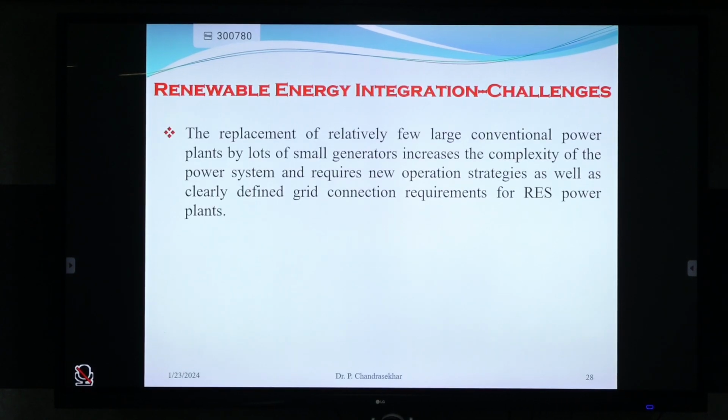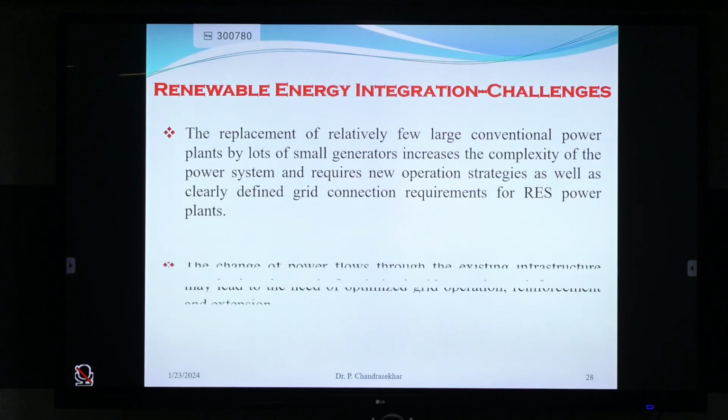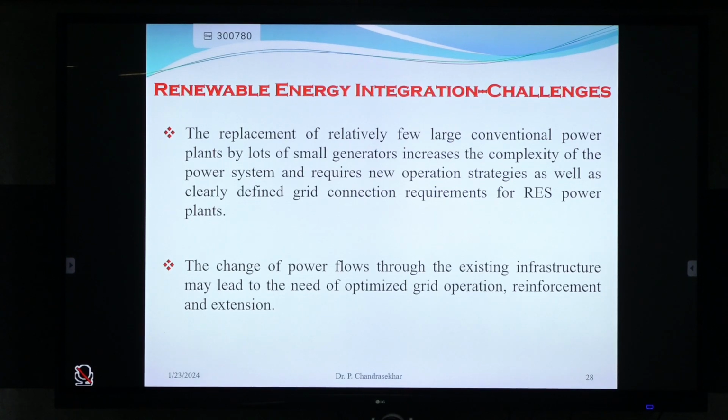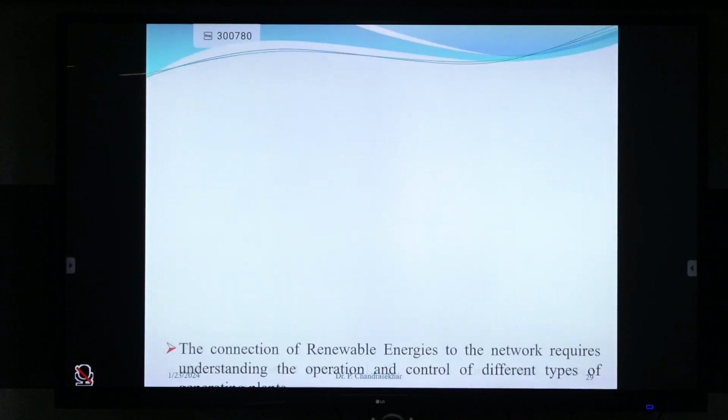Ultimately, my concluding statements: the replacement of relatively few large conventional power plants by a lot of small generators increases the complexity of the system and requires new operation strategies as well as clearly defined grid requirements for RES, renewable energy power plants. The change of power flows to the existing infrastructure may lead to the need for optimized grid operations and reinforcement as well as extensions.